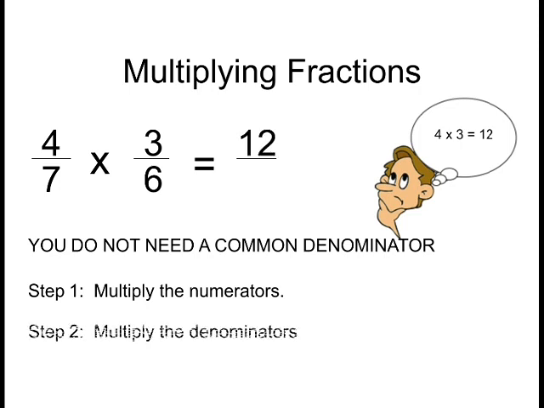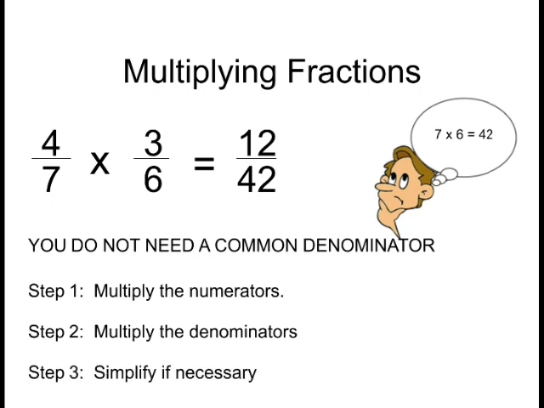Now the same thing we will do with the denominators. We will multiply the denominators. The denominators which we have in our fractions are 7 and 6. Just multiply 7 and 6 and tell me the answer. Yes, the answer is 42. Now we got, after multiplication, 12 upon 42.